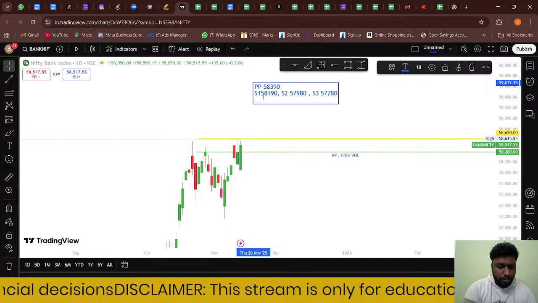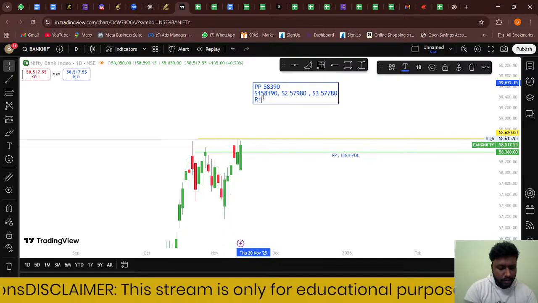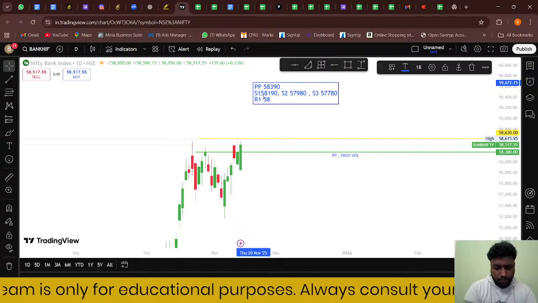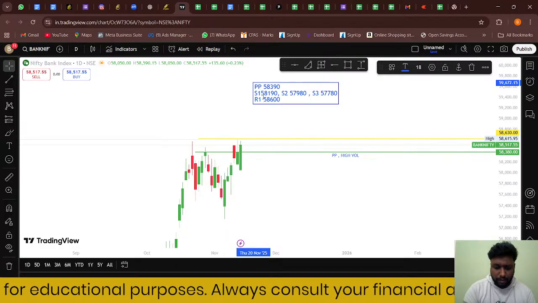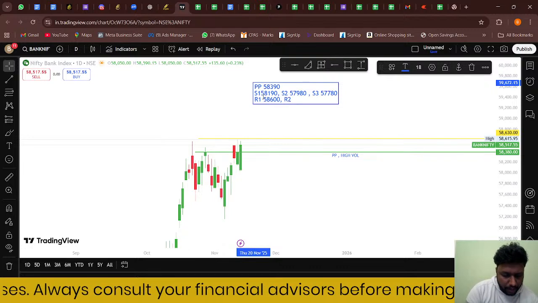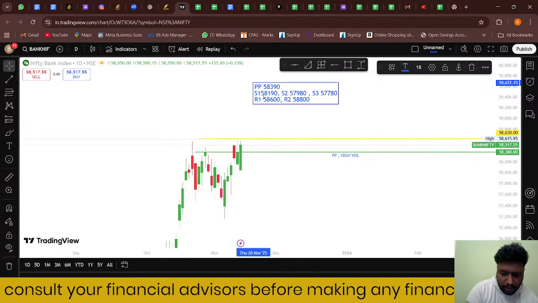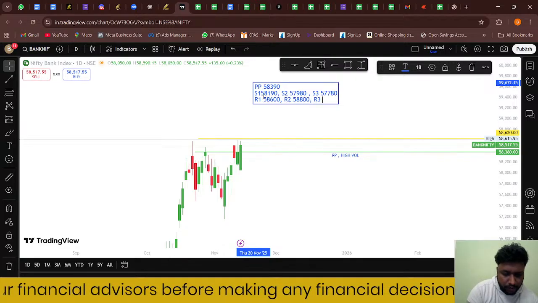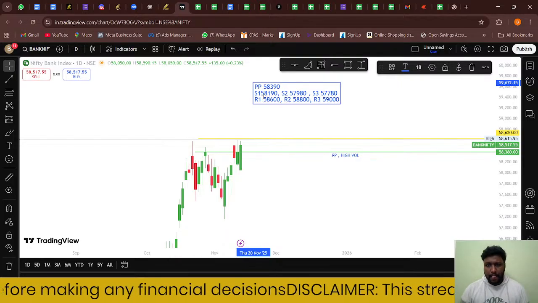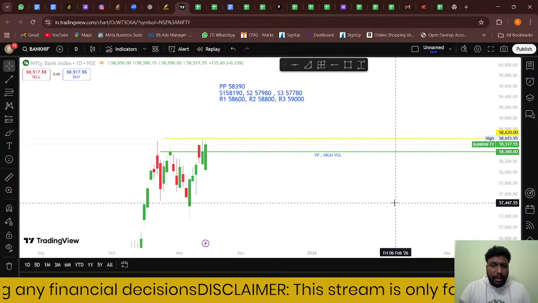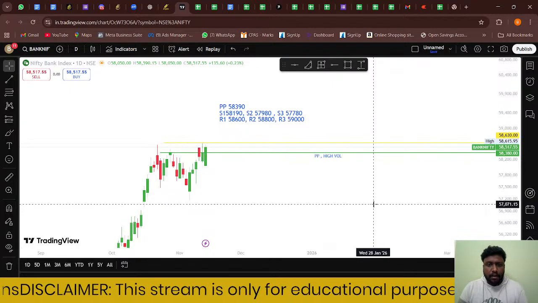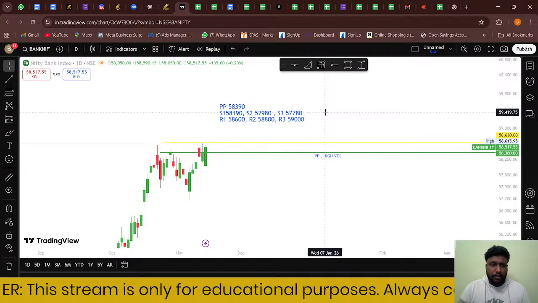So these are the three support zones, and R1 lies at 58,600 we can mark, and R2 lies at 58,800. 58,800 will be the R2, and R3 will be at 59,000. So these are the three zones for Bank Nifty with respect to the previous day's high, low and close, from which we calculated this particular pivot point line.